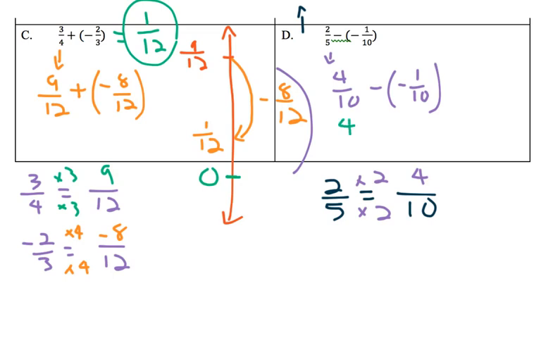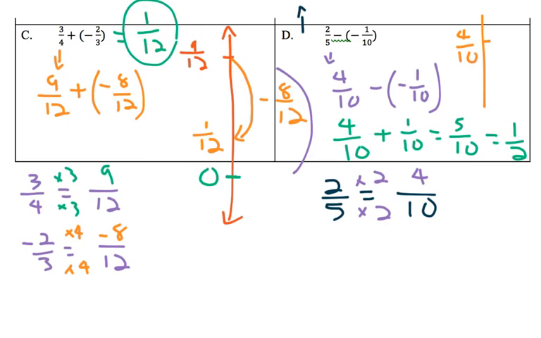And one thing we can do is we can just think of this as this equivalent expression, 4/10 plus 1/10 would give us an answer of 5/10, which is also the same as just 1/2. But if you wanted to model it, you totally could. It starts at 4/10, and then since we're subtracting a negative, it's more like adding 1/10, which would bring us up to 5/10. And again, 0 is somewhere down here. So our answer would be 5/10, or if you simplify it, it's 1/2.